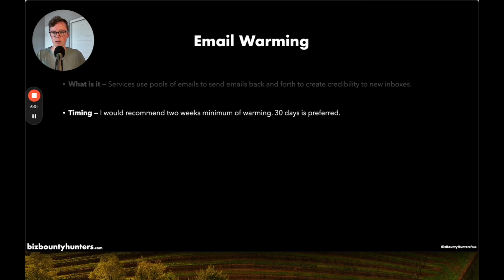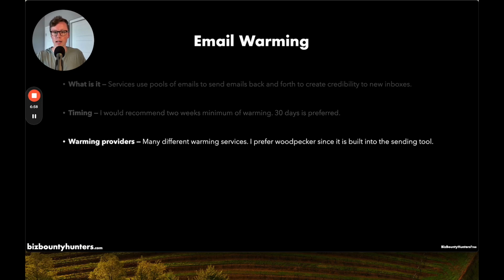Timing of this, I would recommend 2 weeks minimum of warming once you set up those inboxes. You don't want to have a fresh account and start sending 40 emails a day. It's not going to work out well. 30 days is preferred. I know some of you may want to be on a faster track than 30 days, so 2 weeks absolute minimum. And if you do go the 2-week route, start sending very slowly, 5 emails a day, 10 at the absolute most.